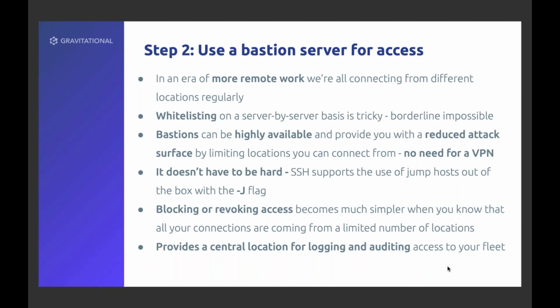It doesn't have to be very difficult to set up access to a Bastion server either. SSH supports the use of jump hosts with the -J flag. You can put all of your traffic through a Bastion server with just one extra flag to your SSH command, and everything will just work the way that you expect. You can add it into your configs. You can make your existing workflow work that way. It becomes much easier to block or revoke access when you know that all your connections are going to come from a limited number of Bastion servers, because you can revoke certificates on those Bastions and deny people access.